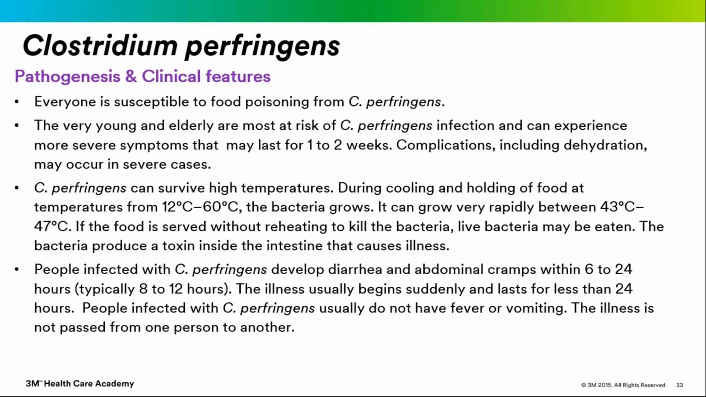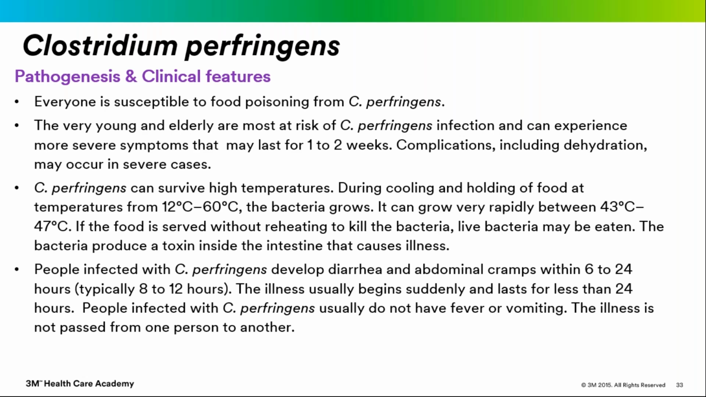This organism can survive high temperatures. During cooling and holding of food at temperatures from 12 to 60 degrees centigrade, the bacteria grows. It can grow very rapidly between 43 degrees to 47 degrees centigrade. If the food is served without reheating or without adequate heating which can kill the bacteria, the live bacteria may be eaten. The bacteria produce a toxin inside the intestine that can cause illness.